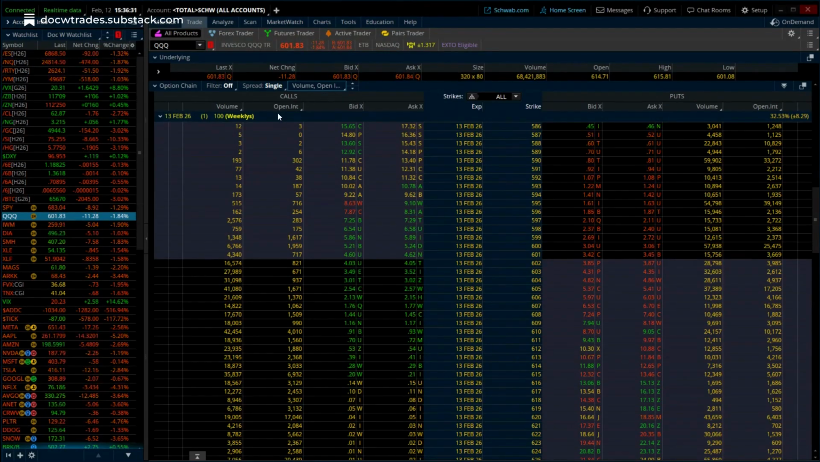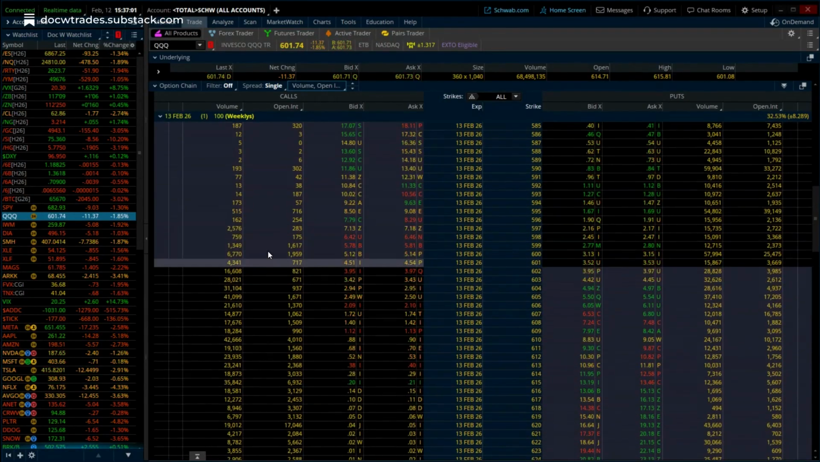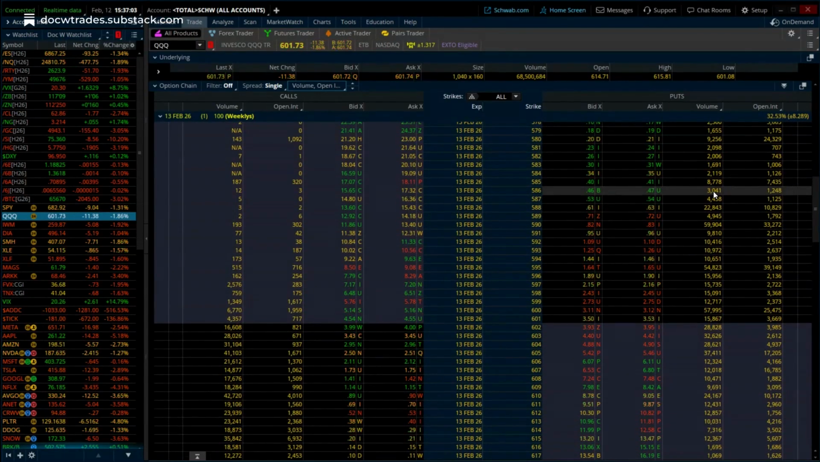Now, for those that don't know what open interest is, basically that's this column here. That is the number of options contracts that are outstanding, that people own. Okay, that people have either bought to open or sold to open. So they're outstanding open option contracts that people own somewhere out in the world. That is what open interest is. Volume is the amount of option contracts traded today.